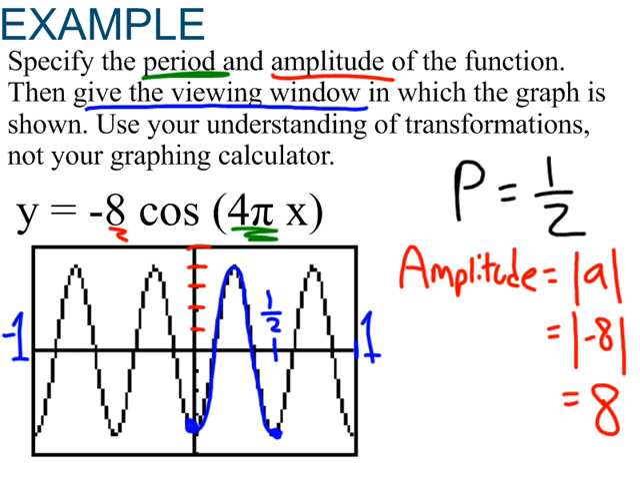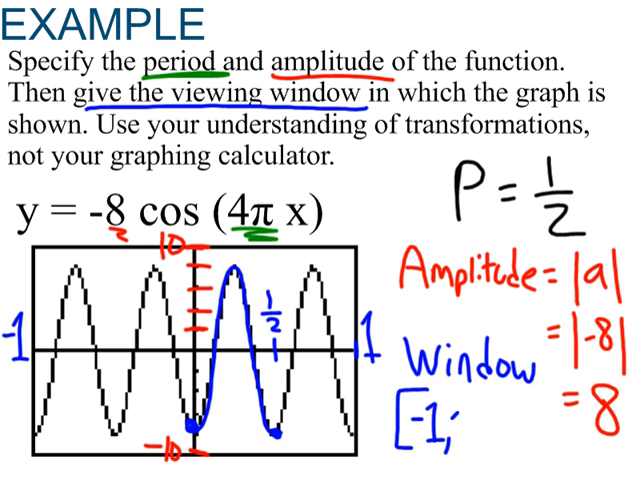So if I'm counting by 2s, 2, 4, 6, 8, 10, my y-max is 10. Likewise, my y-min is -10, and therefore my viewing window goes from -1 to 1 by -10, 10. It's getting a little bit cramped here on the screen, but the good news is I'm done with that example, and I hope it made sense.